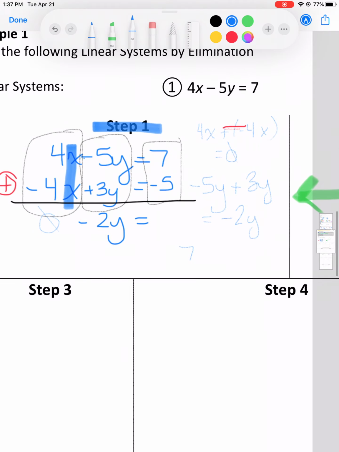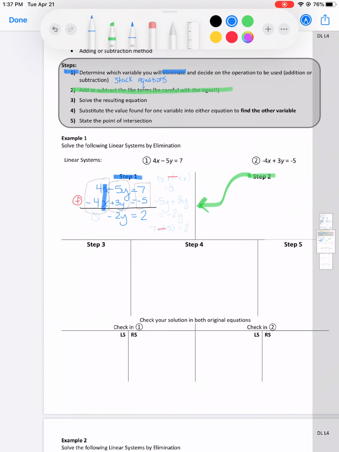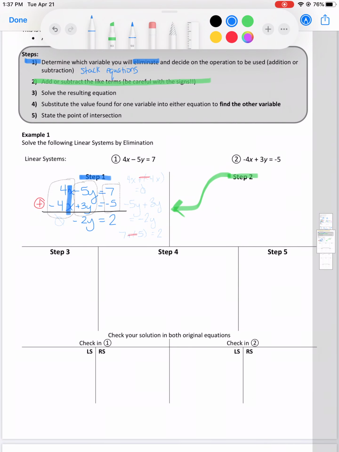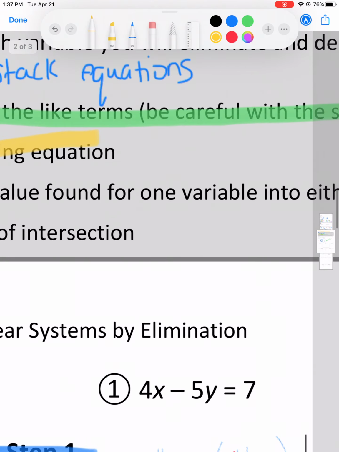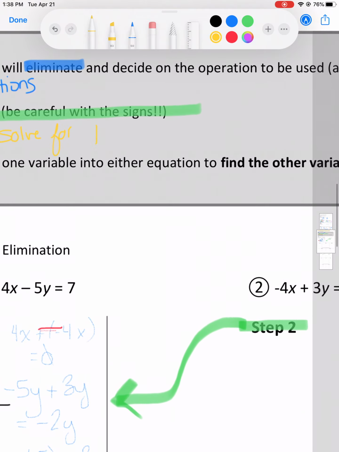7 plus negative 5 is equal to positive or a negative. Give me a negative. So 7 minus 5 is 2. Okay. So we've added or subtracted the like terms, and we're left with negative 2y is equal to 2. So now it says solve the resulting equation, meaning solve for the letter.